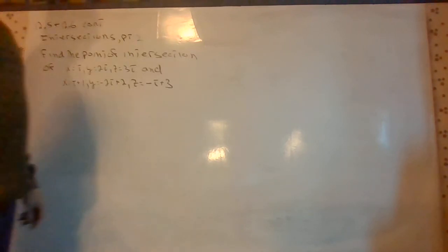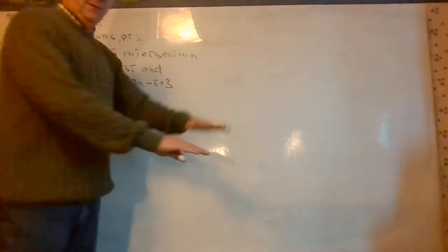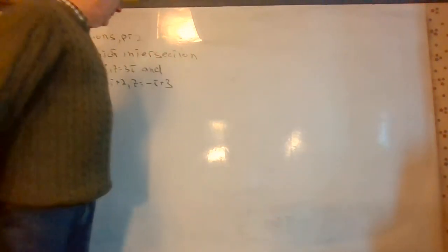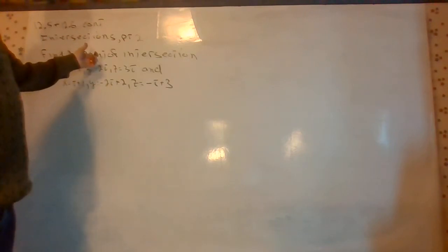Intersections part two. We're going to find the point of intersection of two lines, assuming they intersect. It's quite possible that these lines are askew. You could have one line right over top of another. But in this case, they do intersect, and here's how we're going to figure out what that point of intersection is. If they don't intersect, you'd find out in a hurry when we try to do the algebra.